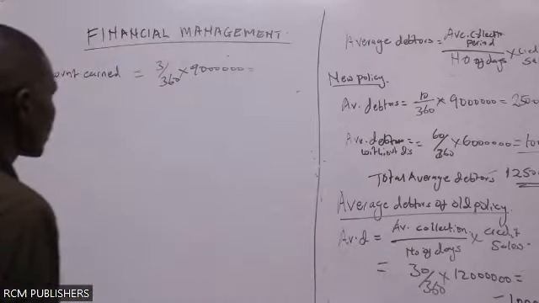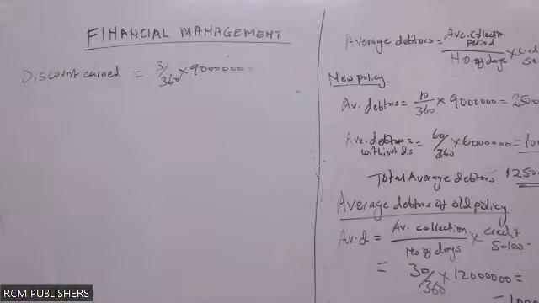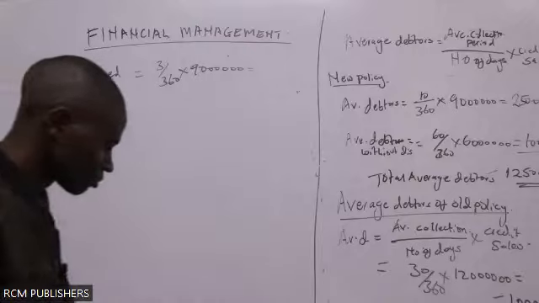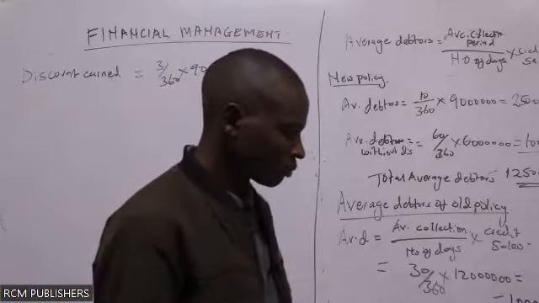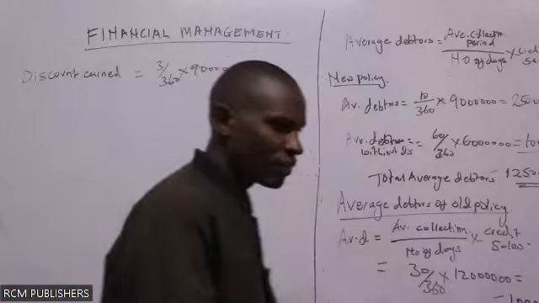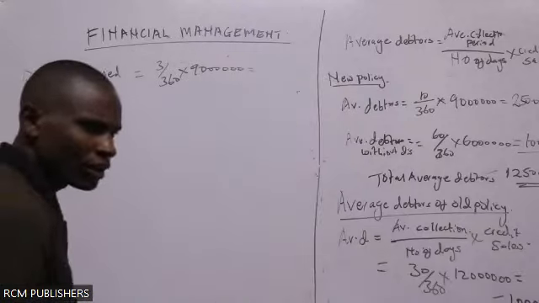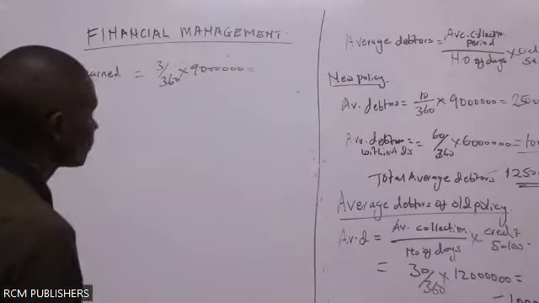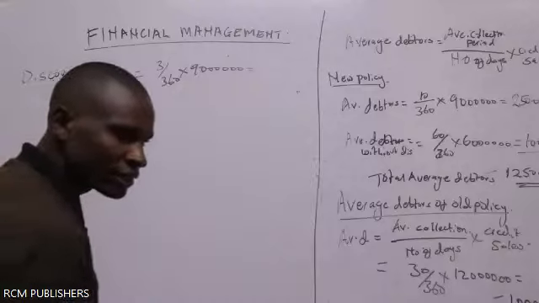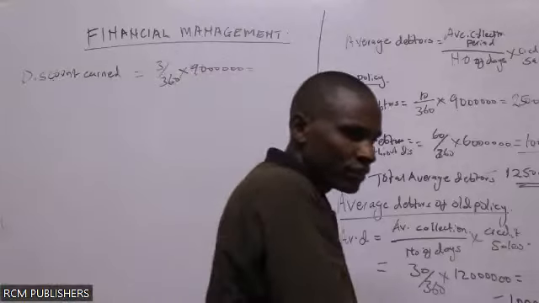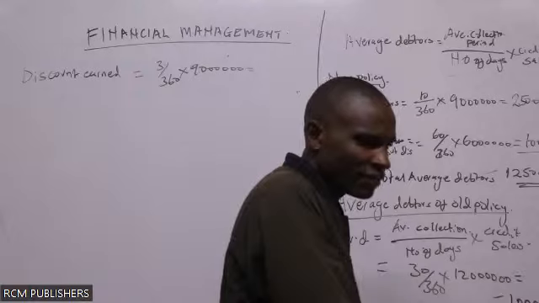Hiyo discount inaingia ngapi? $75,000 per month. 270, 25,000 ni gani sasa? Hilda ni 270, Yesen ni 75.